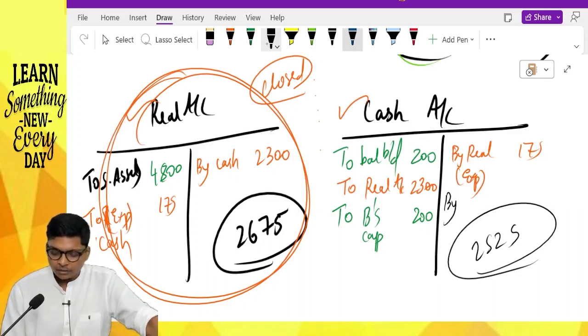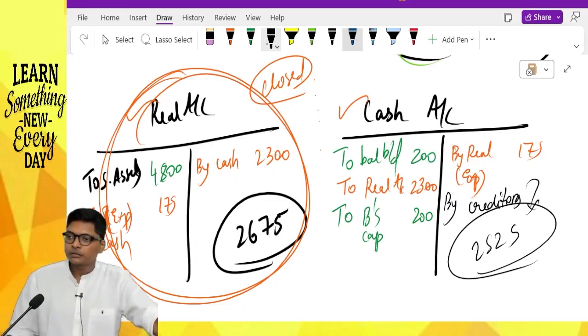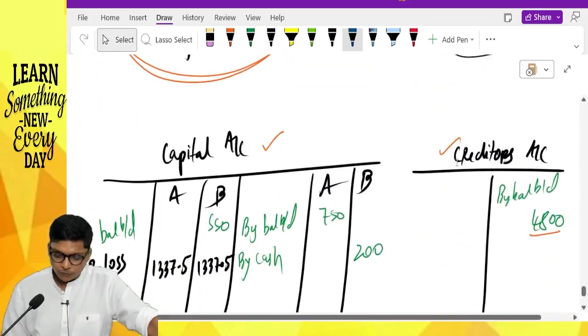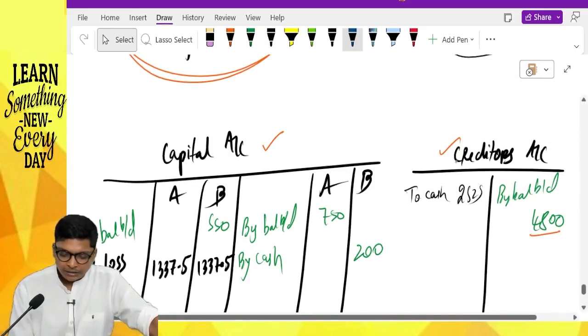Who will take this money? So by creditors 25. So come to creditors account, to cash 2525. Creditors unpaid amount is how much?